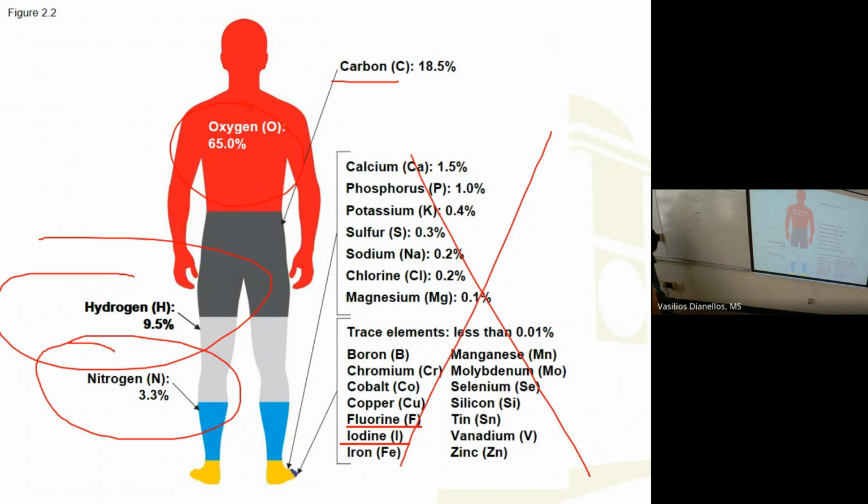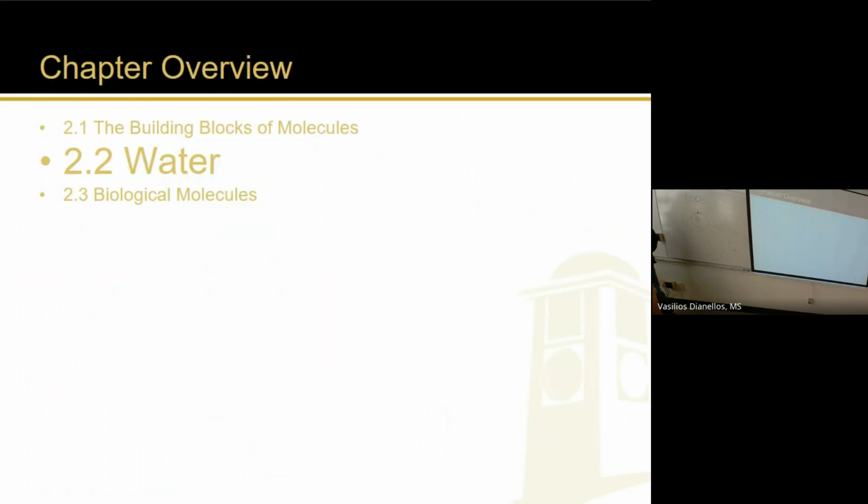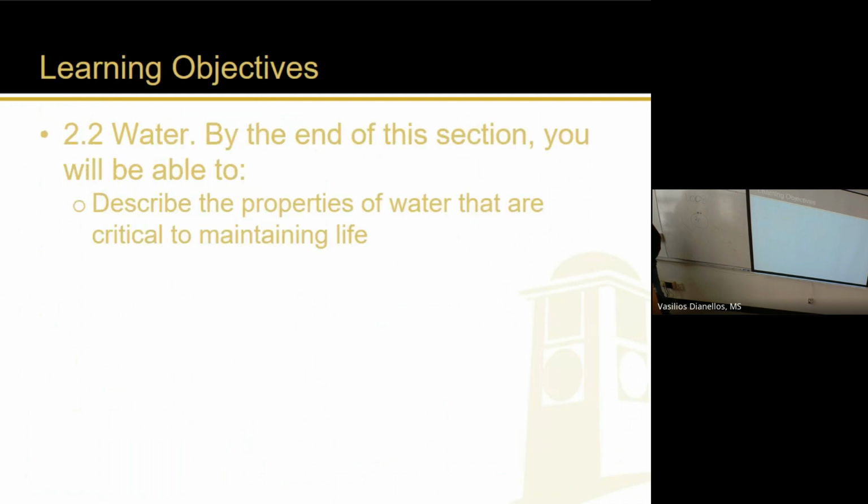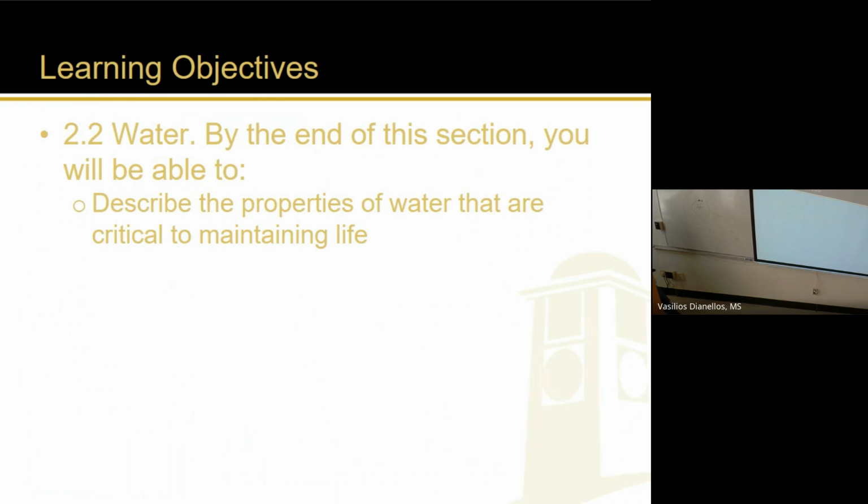We're now in the middle section of the chapter. It's 2.2. It's all about water. I know this is hard for you to read, but there's one learning objective to this section. Man, that is hard to read. I'll read it to you. By the end of this, you should be able to describe the properties of water that are critical to maintaining life. So basically, you're going to learn why water is so important for life and also how it works. So here we go.